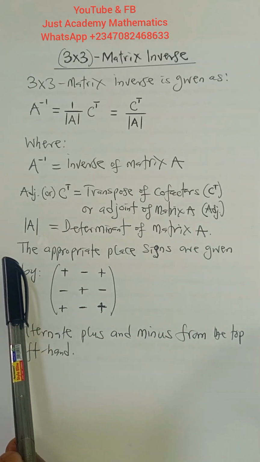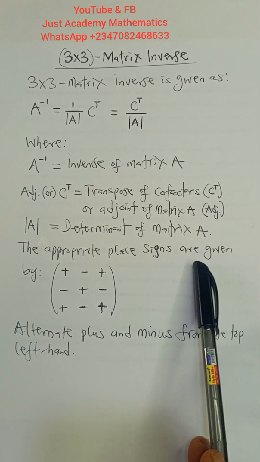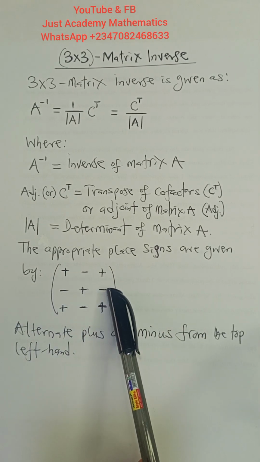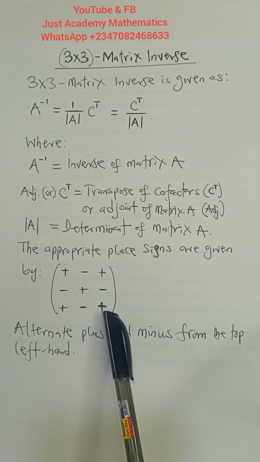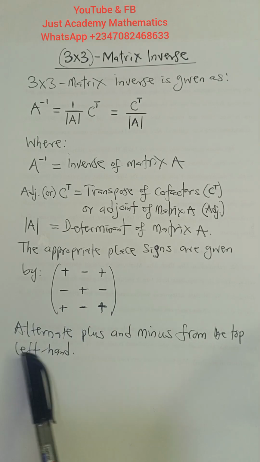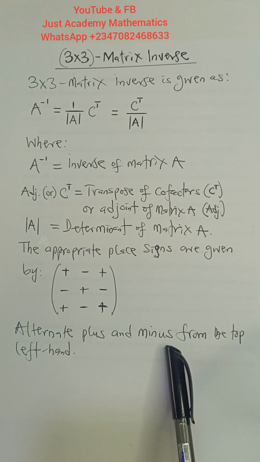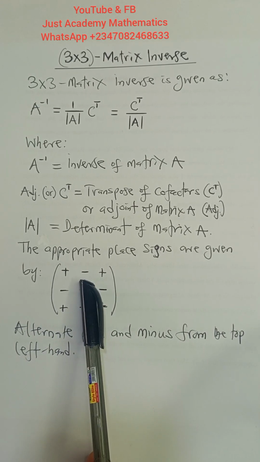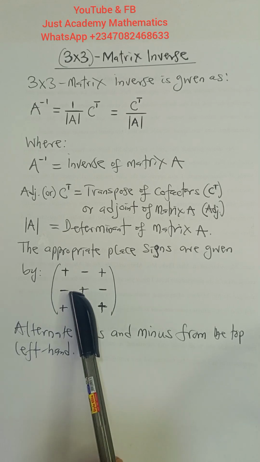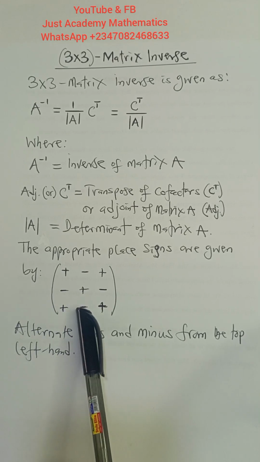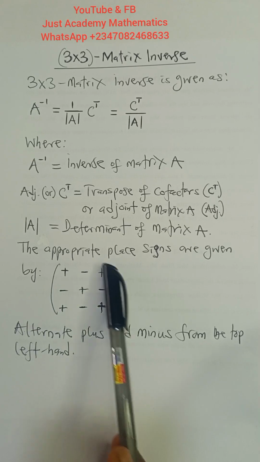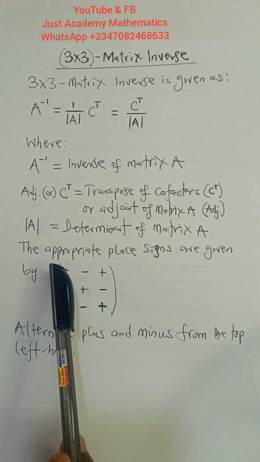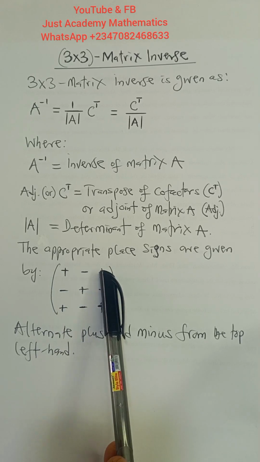Then remember that the appropriate place signs are given by plus minus plus, minus plus minus, plus minus plus. The signs alternate plus and minus from the top left hand. You start with plus, the next minus, plus, minus, plus, minus, plus, minus, plus. There is no place where you have plus, plus or minus, minus. You keep alternating, and it starts with plus first, followed by minus, plus, followed by minus.